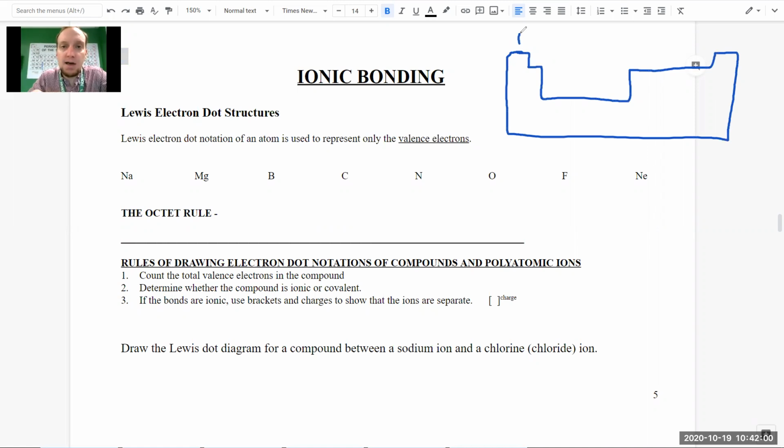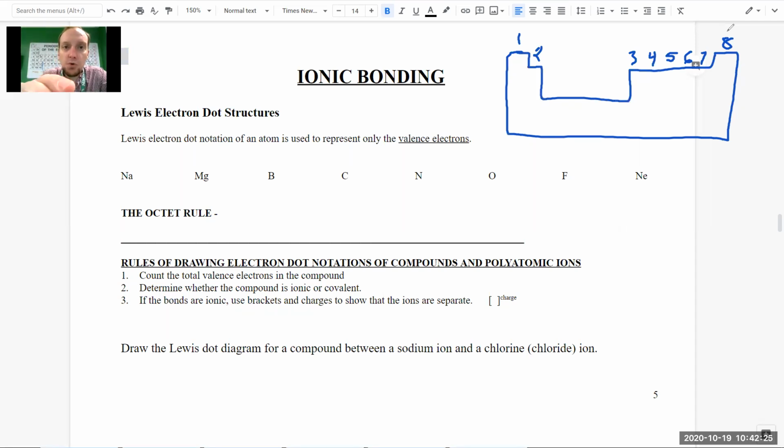So remember that the valence electrons all go by what group or what family the element belongs to. The very first, called the alkali metals, have 1 dot. These have 2 dots, the alkaline earth metals. The boron group has 3, carbon group has 4, nitrogen group has 5, oxygen group has 6, halogens have 7, and of course the noble gases have 8. So any element within that group is going to have that number of dots because that's the number of valence electrons that atom would have.